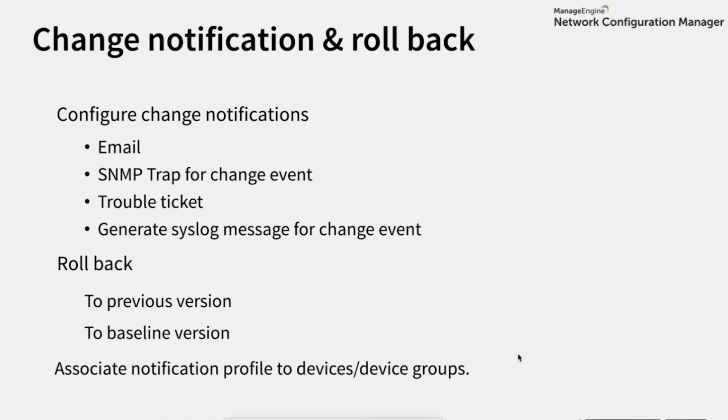So in order to make sure you stay connected to your network environment, we have multiple change notification options in the form of email, SNMP trap, trouble tickets, and also syslog messages. There's also an option called rollback. For example, if you're going to carry out a change that might put some of your core routers and firewalls at risk, what you can do is make sure that none of these changes get applied. So for that, you can just click on the rollback option.